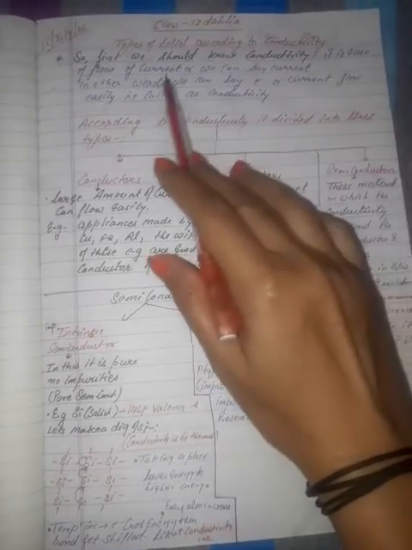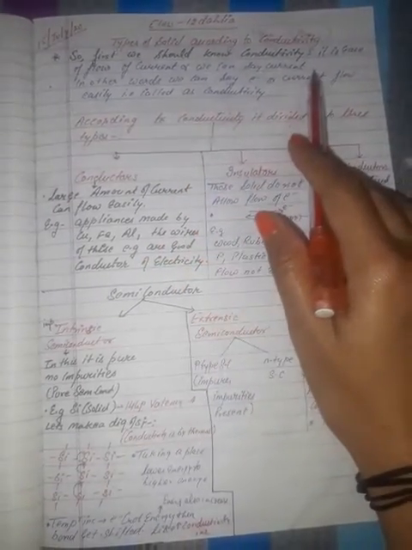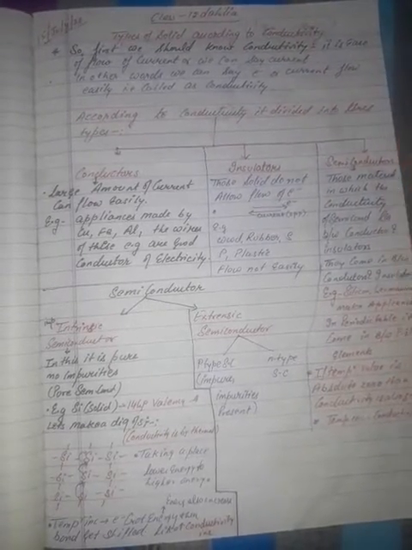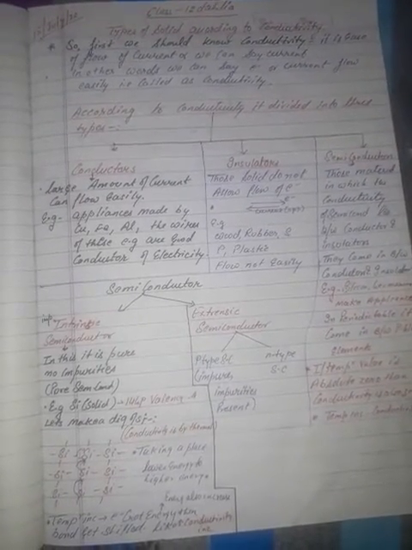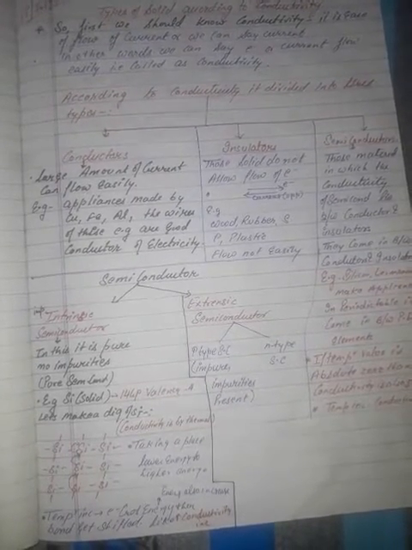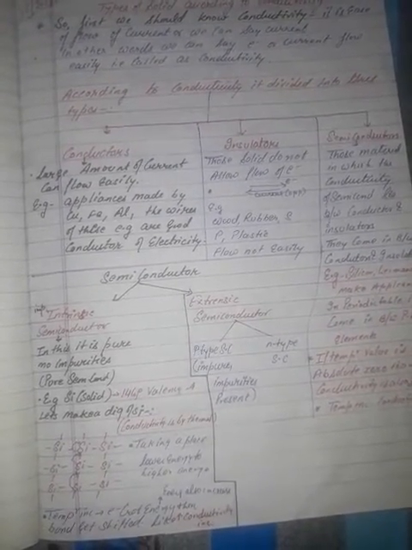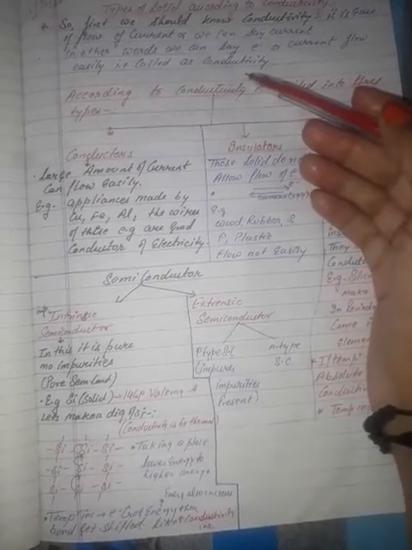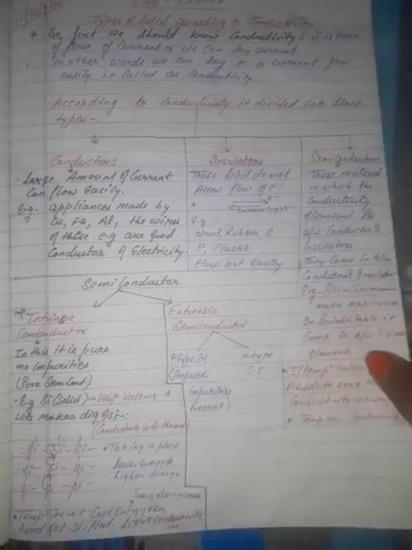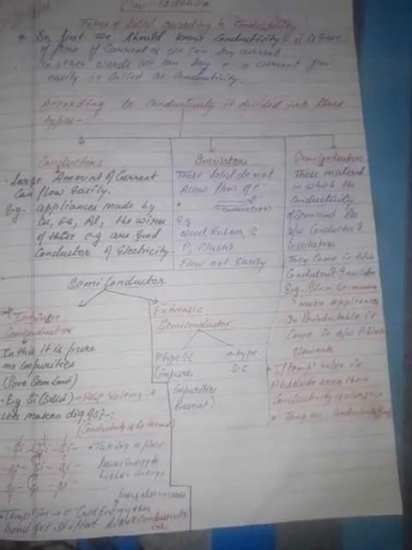It is the ease of flow of current, or we can say current only. Conductivity means the flow of current. In simple language, we can say electrons are moving and the current flows easily. That is called conductivity. According to conductivity, materials are of three types.